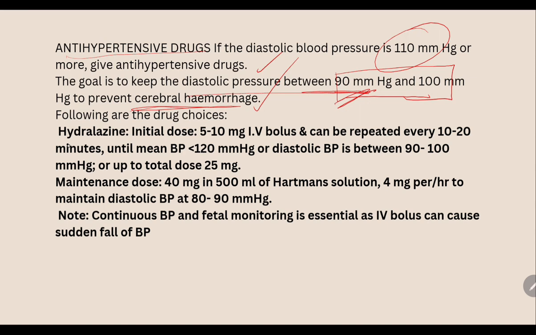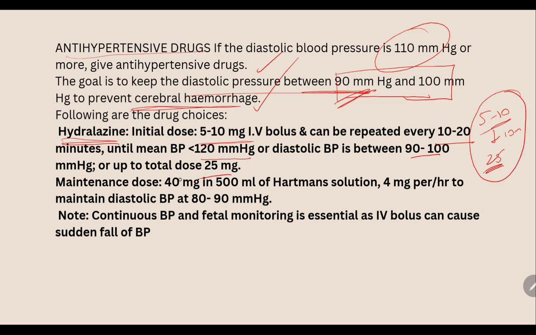So, the drug that we can give is hydralazine. That is 5 to 10 milligram IV. Bolus can be repeated every 10 to 20 minutes, until systolic BP is less than 120 or diastolic BP between 90 and 100, up to 25 milligram you can give. So you can give 5 to 10 repeated every 10 to 20 minutes. Up to 25 you can give. Okay, up to 25 you can give hydralazine.